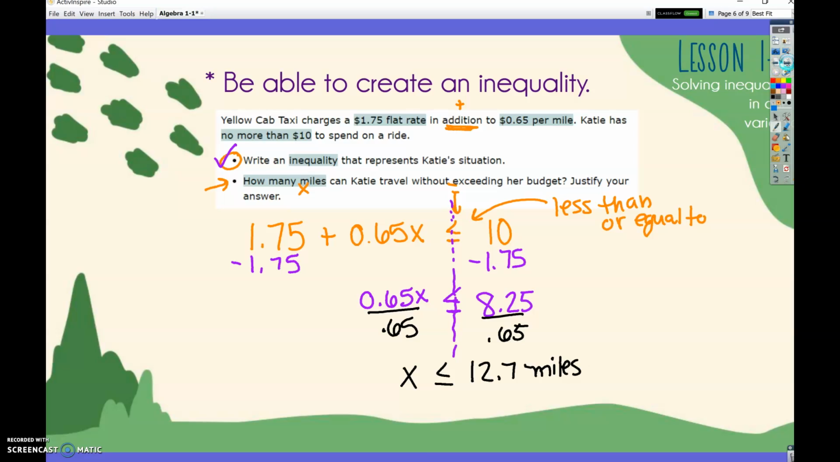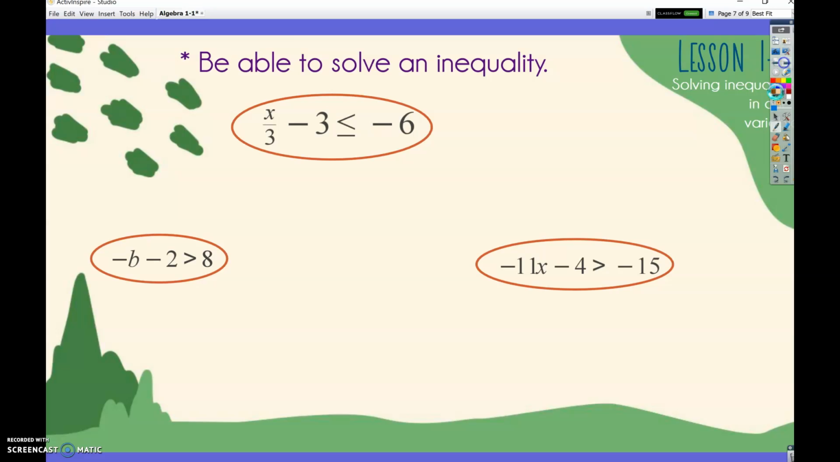Sometimes when we solve these inequalities, there can be some interesting things that take place. So let's solve a couple of these. Here we have our x in a fraction, which can look a little daunting. We're going to draw our line and solve it just the same. So instead of subtract 3, I'm going to add 3 to both sides. Bring down my x over 3, and remember a negative 3 plus a positive 3 is gone. Leave my alligator, or my inequality, if you will, and negative 6 plus 3 is negative 3.